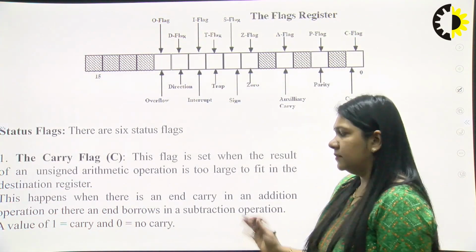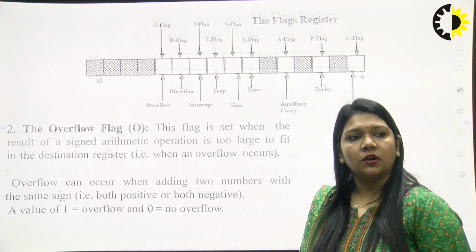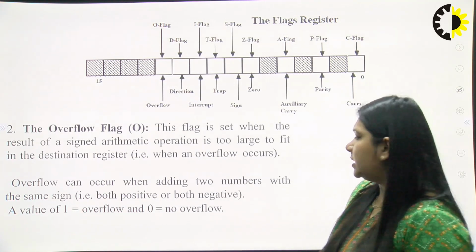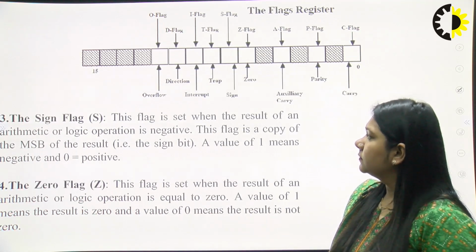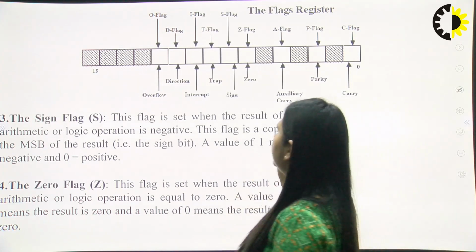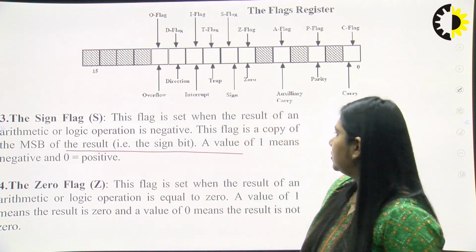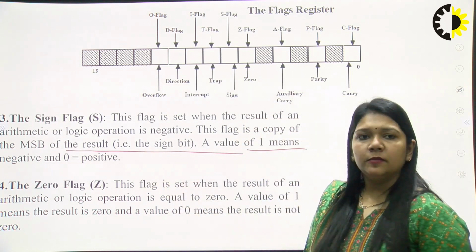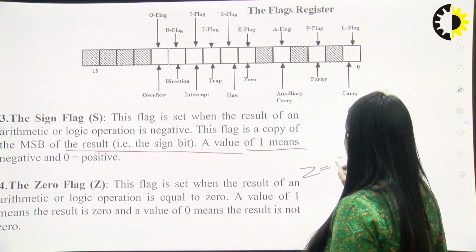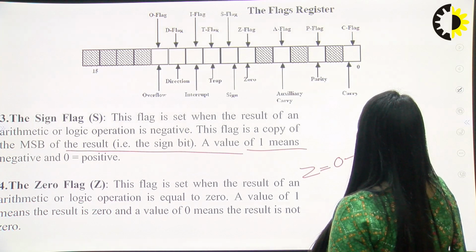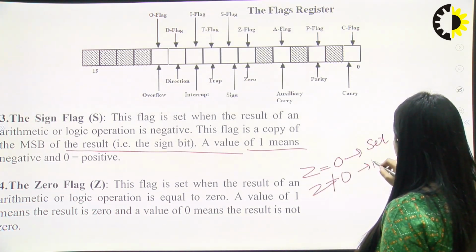So, the carry flag, we have discussed earlier also. If it is 1, there is carry. If it is 0, there is no carry. Overflow: if it is 1, there is overflow. If it is 0, there is no overflow. Sign flag: if the MSB of the result is 0, it is positive. If it is 1, it is negative. Zero flag: if the total result is equal to 0, this will be set. If the result is not equal to 0, it will be reset.